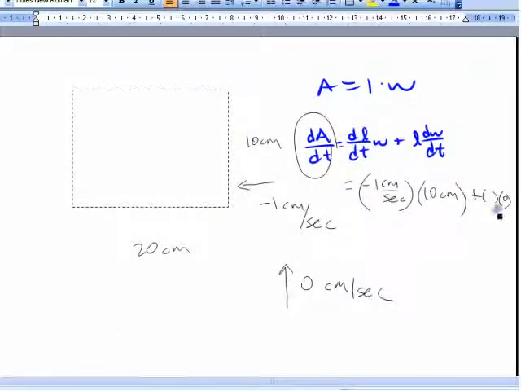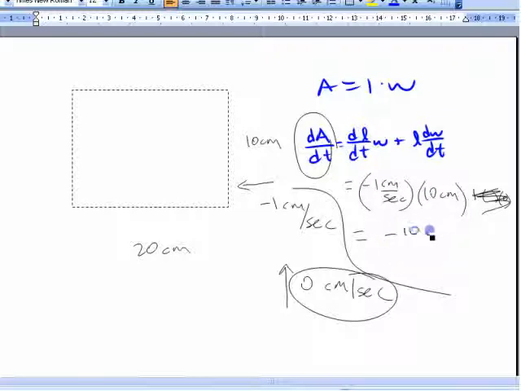So all of this part disappears, right? Because this rate is 0 here. What would that simplify to there? Negative 1 centimeter per second times 10 centimeters at any one given moment here is negative 10 centimeters squared per second.